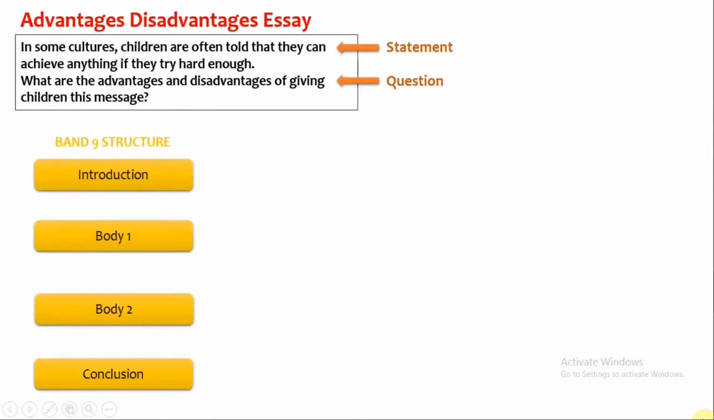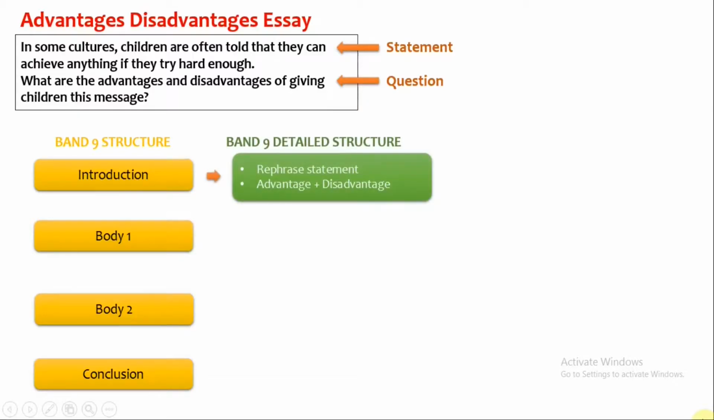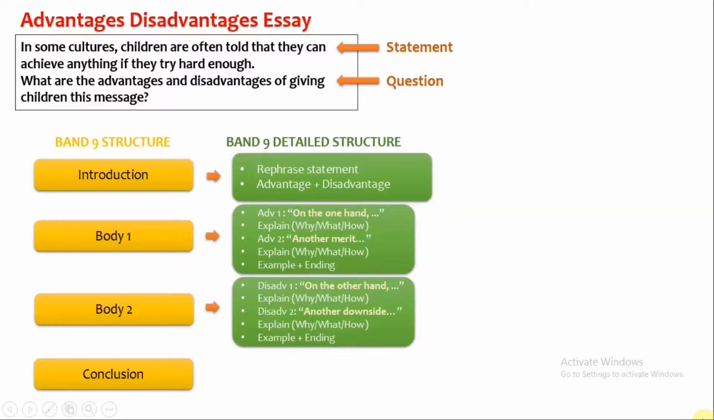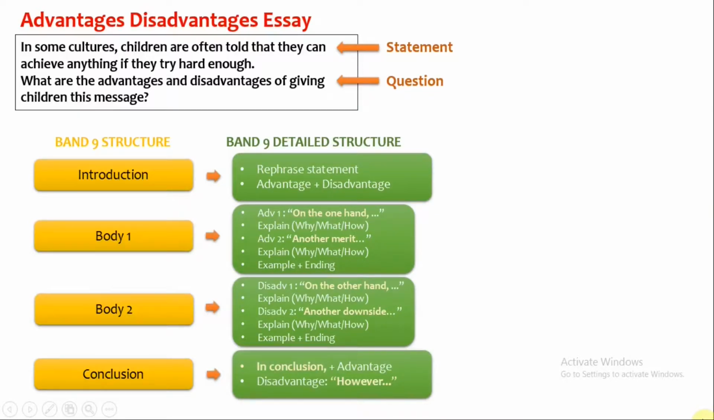So be careful. This is a Band 9 structure for an Advantages Disadvantages essay and it must have 4 paragraphs. The first paragraph is an introduction where you must paraphrase the statement and then mention the advantage and disadvantage. The second paragraph is body 1. In this para, you write about 2 advantages along with explanation, example and ending. The third para is body 2. In this para, you write about 2 disadvantages along with explanation, example and ending. The fourth para is the conclusion, where you must paraphrase the statement and summarize both the advantages and disadvantages.